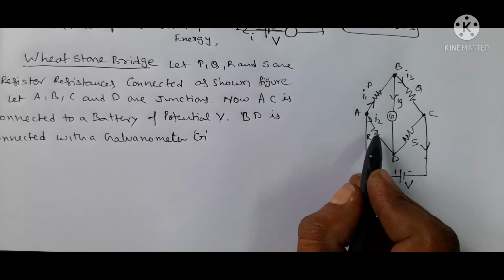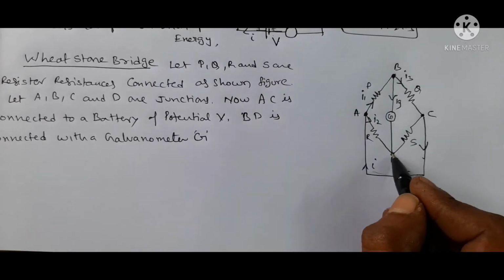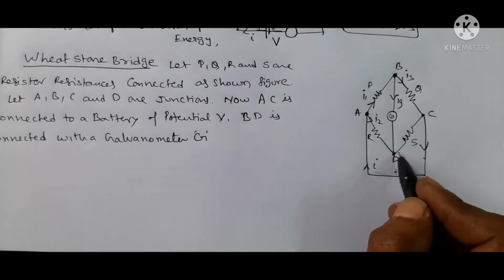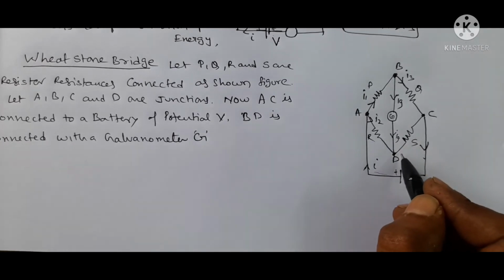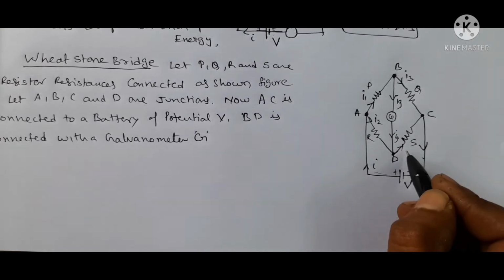Whenever it reaches the point Q, it will go this way and reach the negative. So what about this one? I2 current comes to point D junction, and then again divides into two parts. Actually the IG current is coming, so no need to go. It will go in this direction, that is, I1, I2, I3 final and then I4.